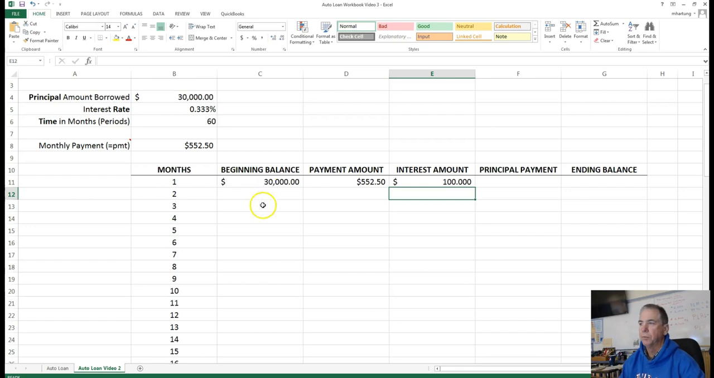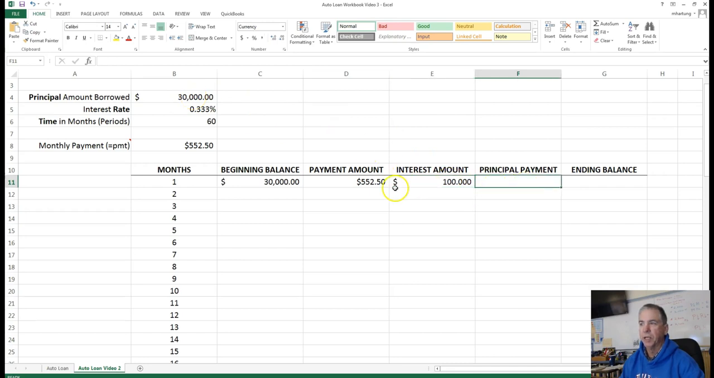$100. So then how do we calculate how much of the payment's actually going to paying off the loan? And that's called the principal payment. So once again, we have a payment, $552.50 a month. Part of that payment has to be the interest amount for borrowing the money based on this monthly interest rate. This is the price of using the $30,000 for 1 month.